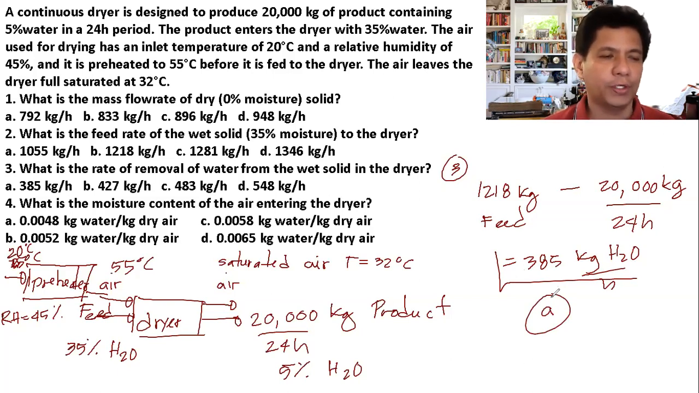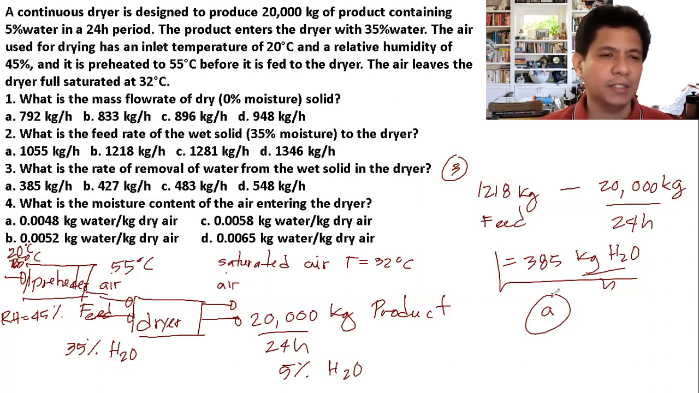So number 4. Number 4, kailangan nyo nang gamitin dito yung mga concept nyo ng humidity. Ano? Number 4 is what is the moisture content of the air entering the dryer. So, tingnan niyo yung mga choices. All of them, ang unit nila ay kilogram water per kilogram dry air. Ibig sabihin, kailangan natin i-calculate yung humidity.